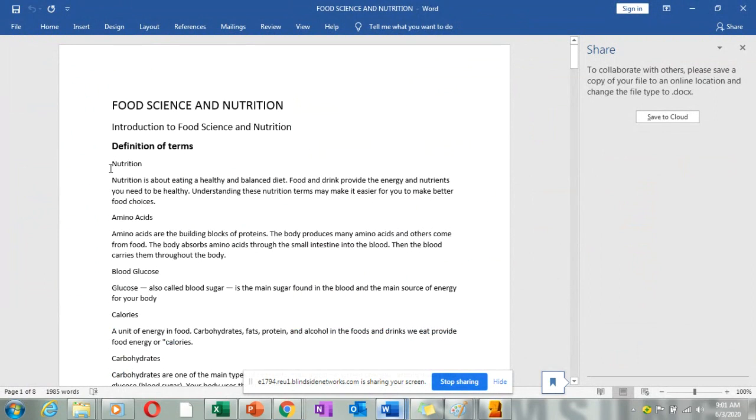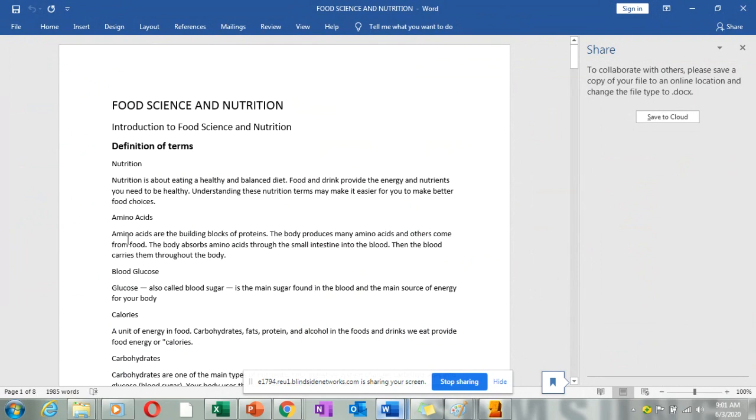Definition of terms, and here we are looking at terms like nutrition. What is nutrition? Nutrition is the understanding of nutrients or what we eat. It is about eating a healthy and balanced diet. Food and drink provide the energy and nutrients you need to be healthy. So when you talk of nutrition, you should always see it as a study of nutrients.